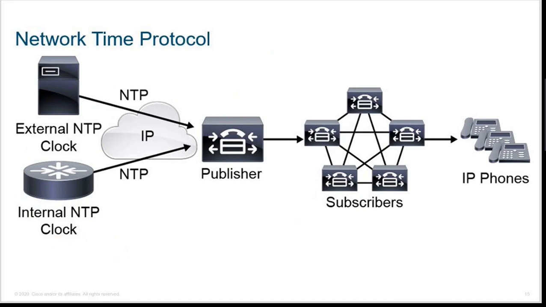So here we can see an example of Network Time Protocol, NTP, where our publisher is getting the time synchronized via the NTP server. It can be an external NTP clock or an internal NTP clock, which can be a router itself. Then this publisher is sharing this time synchronization with the subscribers and subscribers with the end devices.